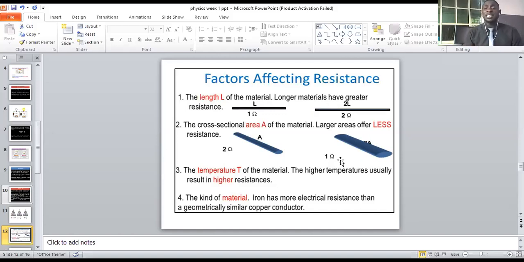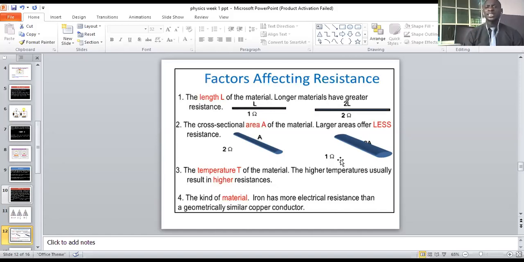Let me go back. The length is directly proportional to the resistance. That is, an increase in length brings about an increase in resistance. Cross-sectional area is inversely proportional to it. That is, an increase in cross-sectional area brings about a decrease in resistance, while the temperature is directly proportional to it. An increase in temperature brings about an increase in the resistance. These are the factors affecting the resistance of the material.